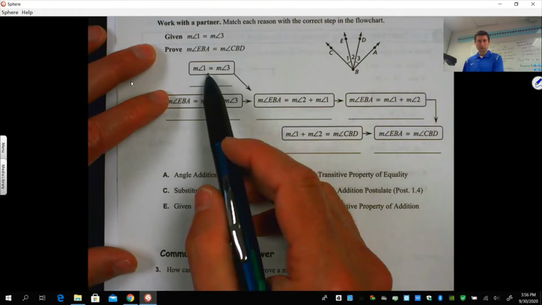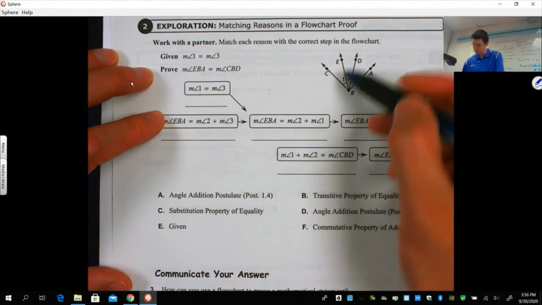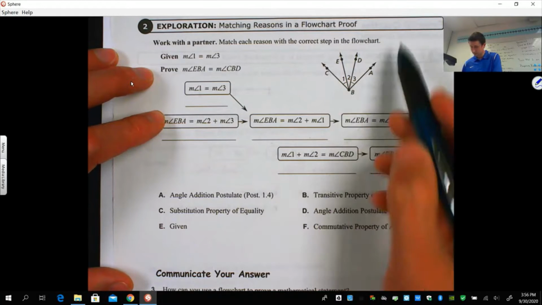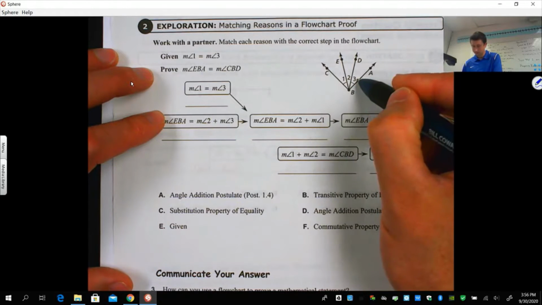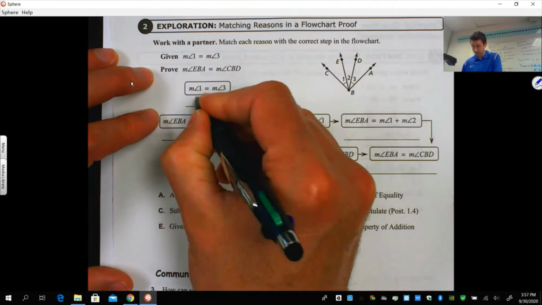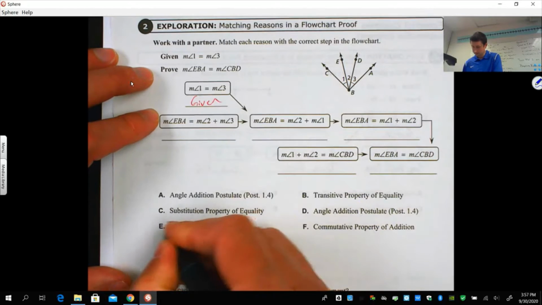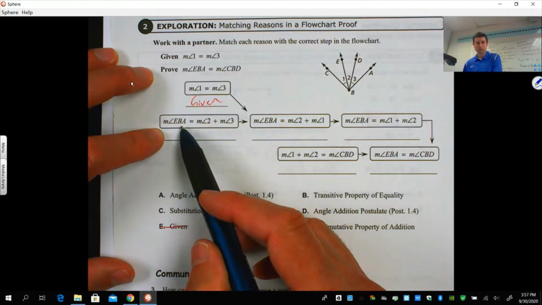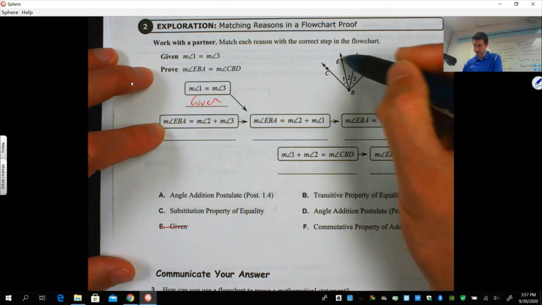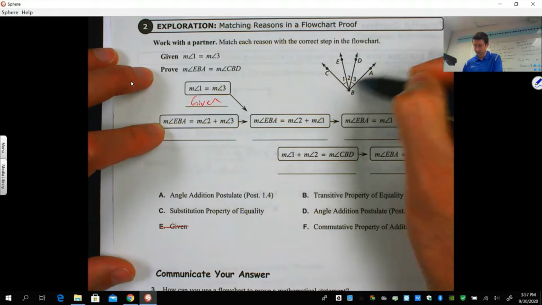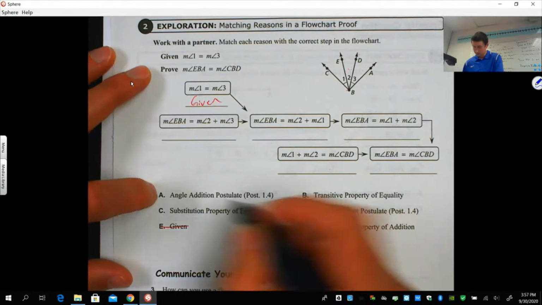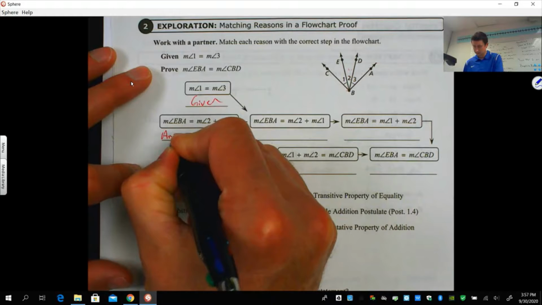So we have the measure of angle 1 equals the measure of angle 3. That's our given. We want to prove that the measure of angle EBA, 2 plus 3, equals the measure of angle CBD, 1 plus 2. So here's our given, always the first one, we like that one. We're going to group that with measure of angle EBA is 2 plus 3. I look at my diagram, EBA is the big one, it's 2 plus 3. So the two smaller angles add up to the big one. That's going to be the angle addition postulate.